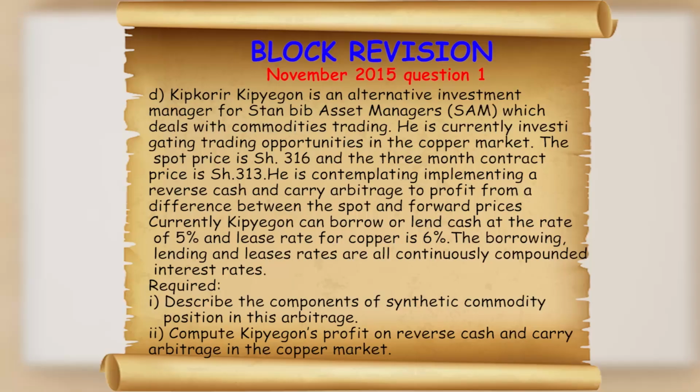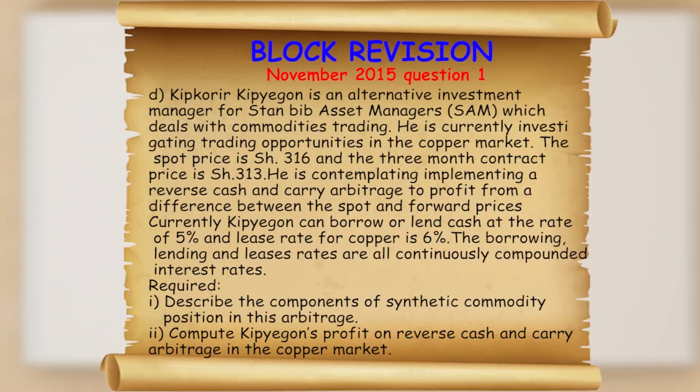He is contemplating implementing a reverse cash and carry arbitrage to profit from the difference between the spot and the forward prices. Currently, Kipyegon can borrow or lend cash at the rate of 5% and the lease rate for copper is 6%. The borrowing, lending and lease rates are all continuously compounded interest rates. Required, number 1, describe the 2 components of synthetic commodity position in this arbitrage.